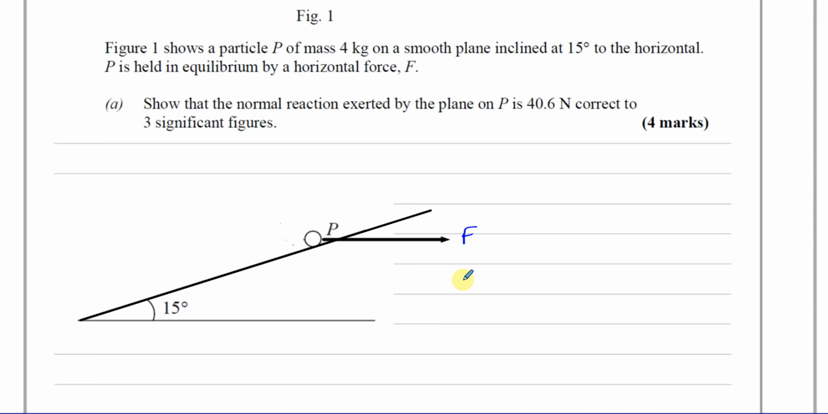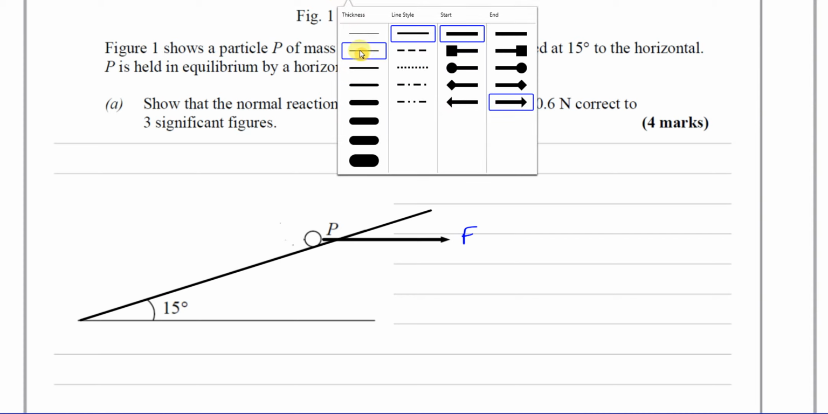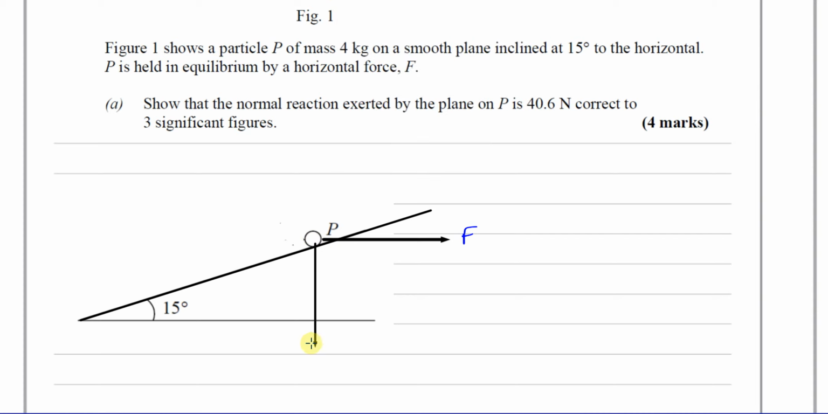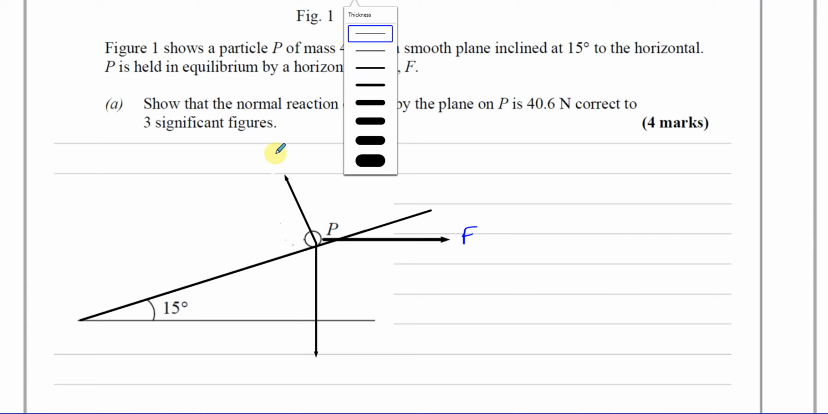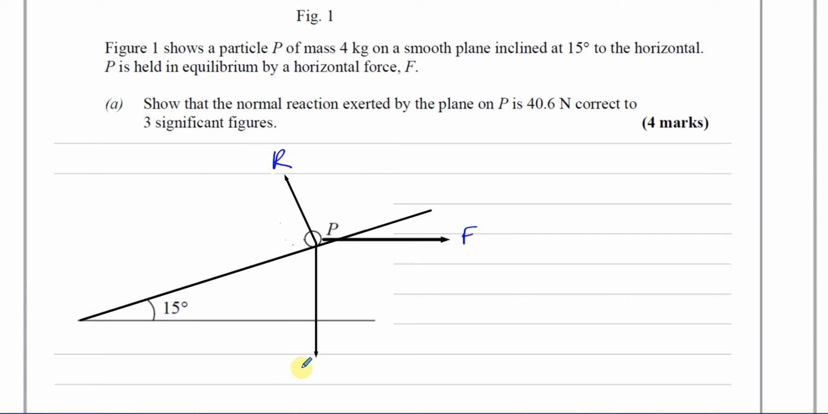Now, because we want to find what F is first, let's first put in all the forces acting on this. You have the weight acting vertically downwards. And you have the reaction force, which is perpendicular to the plane, and that's what we have to show is equal to 40.6 newtons. So I'll call that R for now. That's R, and that's the weight, which is 4 times g newtons. Now, I'm going to draw this line over here.